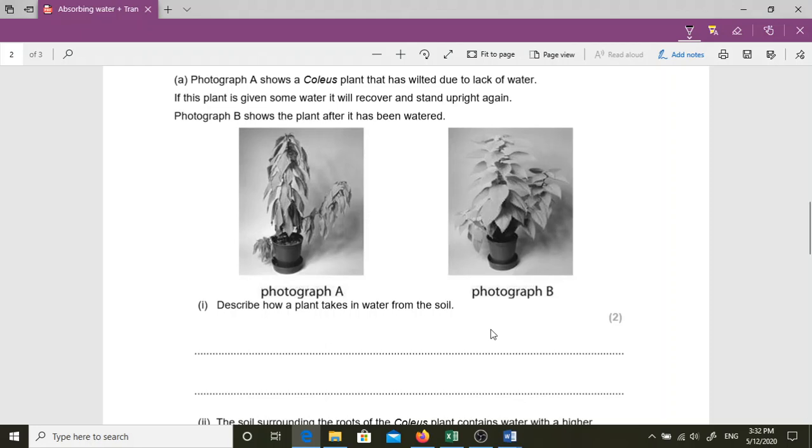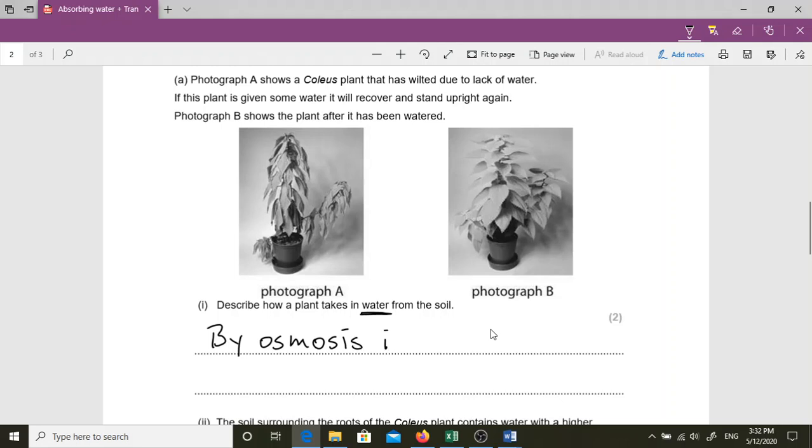Then the question is, describe how a plant takes in water from the soil. This is really similar to the first question we looked at. We're looking at the transport of water. So how does a plant take in water? And as I said earlier, water movement is always by osmosis. That's our first mark here. By osmosis.